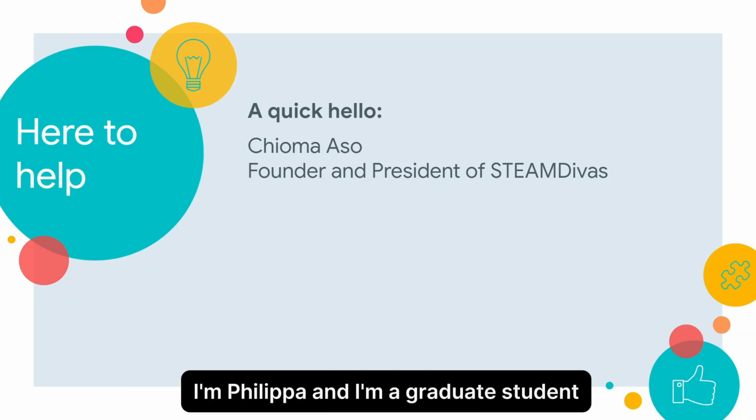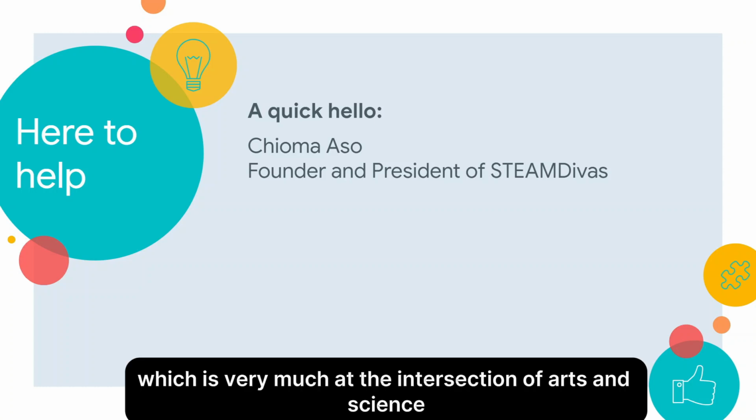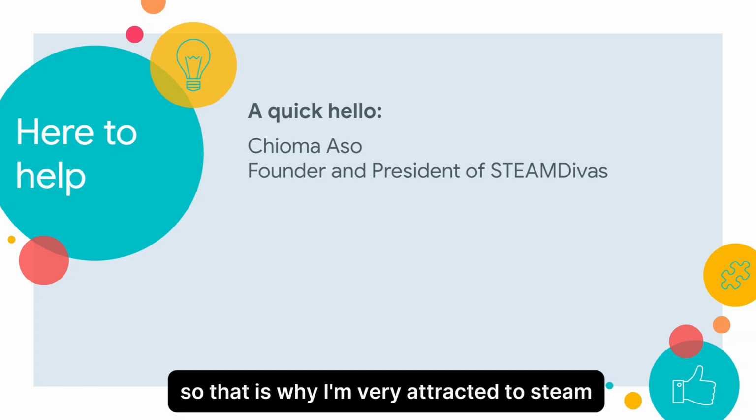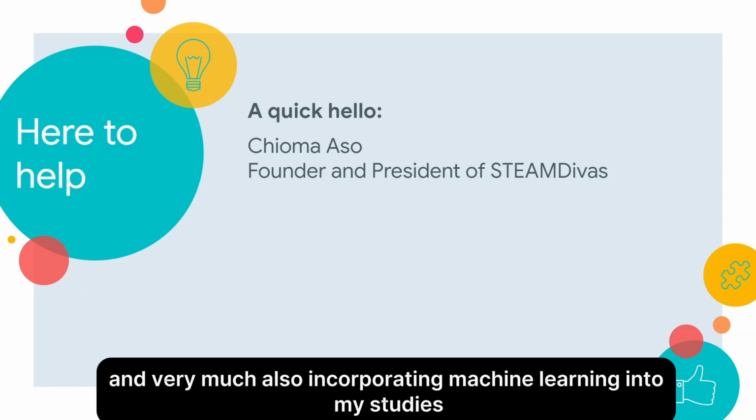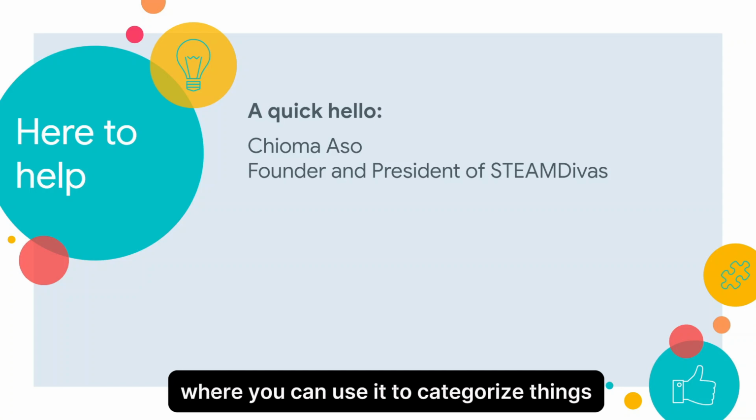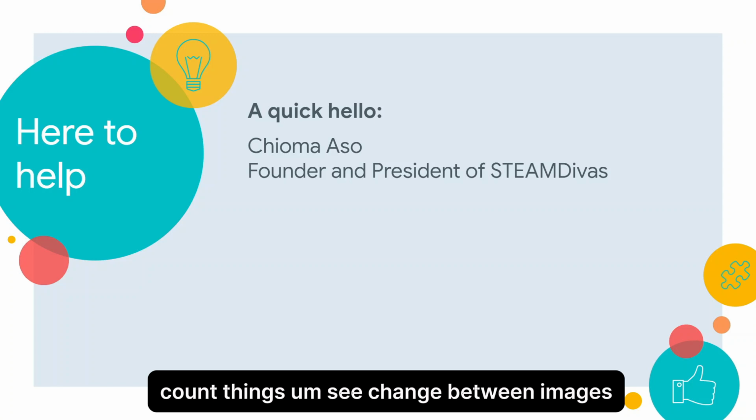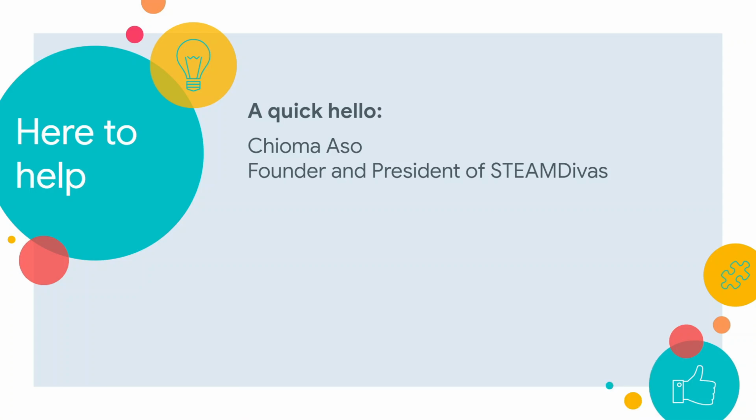Sure. Hello, I'm Philippa, and I'm a graduate student studying geographic information sciences, which is very much at the intersection of arts and science. So that is why I'm very attracted to STEAM. I'm just really happy to be here, and I'm also incorporating machine learning into my studies, especially related to image analysis, where you can use it to categorize things, count things, see change between images, change over time, and even do predictive analysis to predict what will happen in the future.